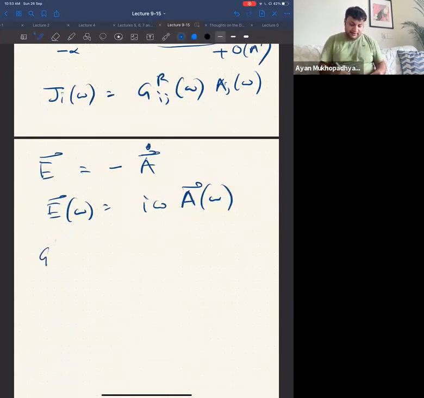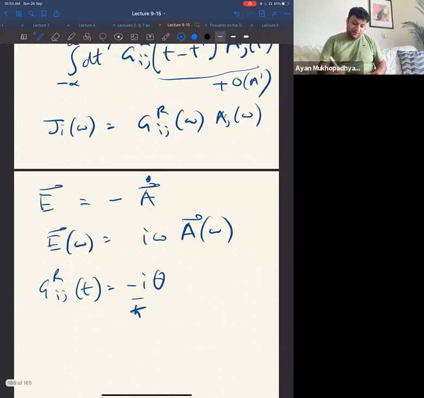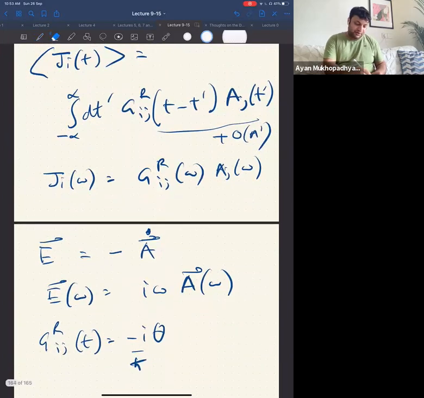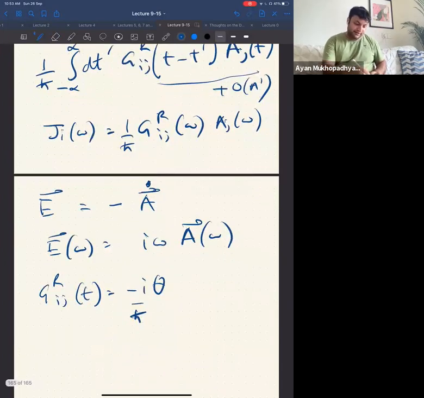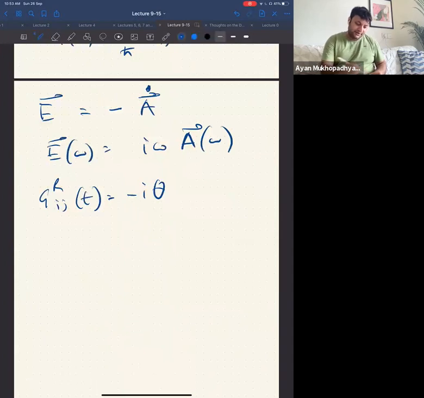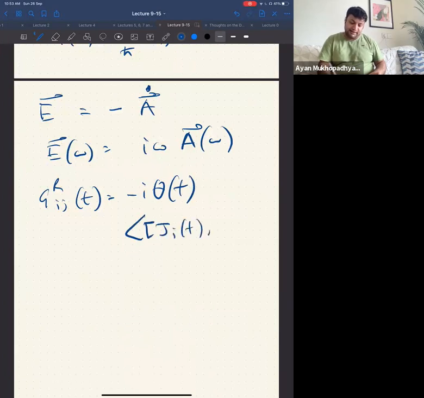So G R i j of t will be equal to minus i by H bar. Now, because I don't want to keep the H bar, I have to keep a 1 over H bar here. So there's a 1 over H bar. And here there is no minus i by H bar then, simply minus i theta of t, and then the expectation value of the commutator J i of t, comma J j of 0. So this is the definition. This is the propagator that I have to look at.